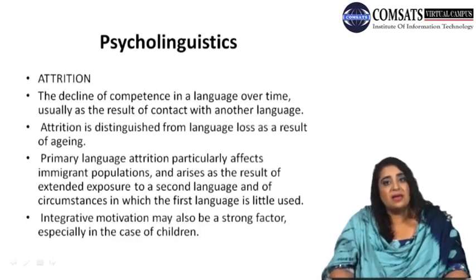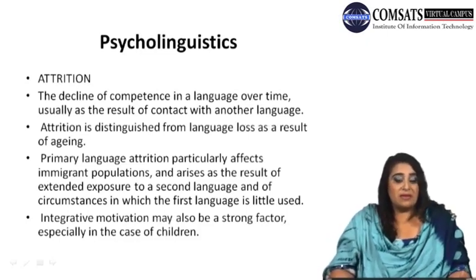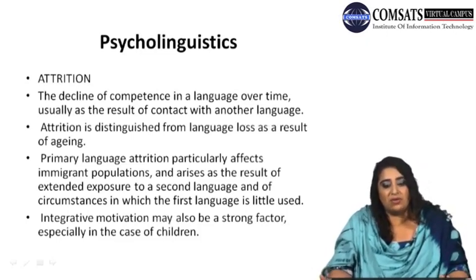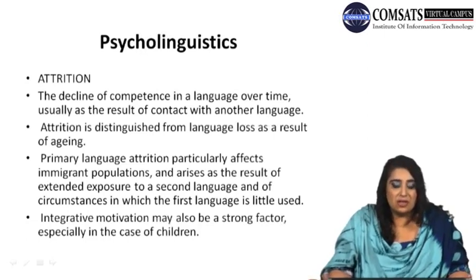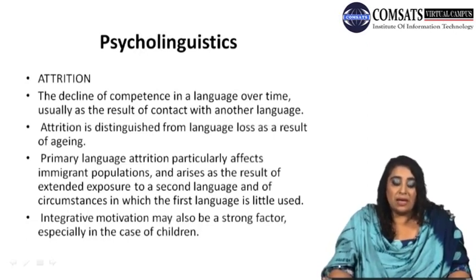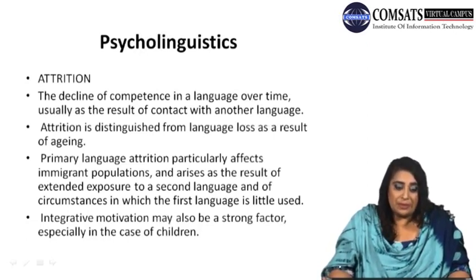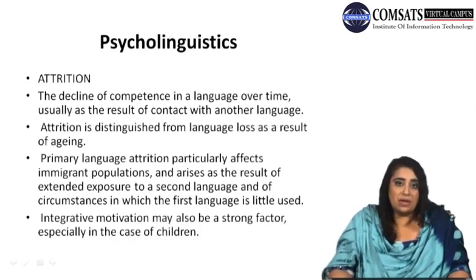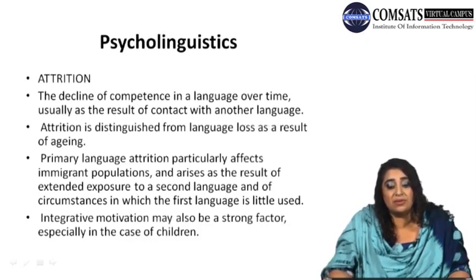Because I'm here, I've started speaking Urdu and English, whereas there I was speaking Russian and English. And then when I try to speak in Russian, I find it difficult. The same thing you would find when you're trying to learn a new language; you would have the same difficulty. Now, attrition is distinguished from language loss as a result of aging. So it's not all about contact with another language; you can also distinguish it from the loss of language as a result of getting older.